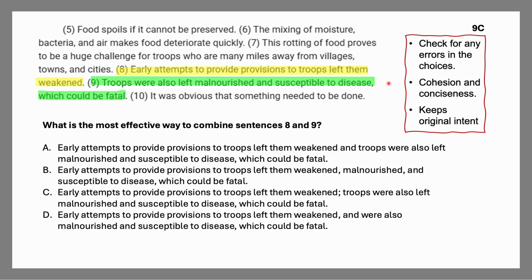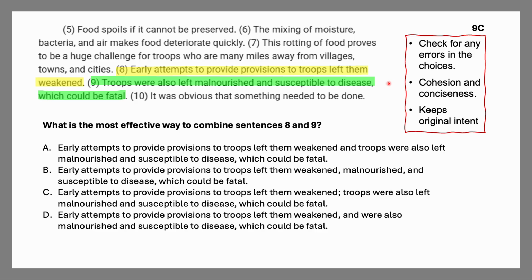So just some tips before you go and look at your answer choice. Check for any errors in the choices, because sometimes that'll help you combine them because you're having to fix that error. Look for cohesion and conciseness. So do you see any repetition that needs to be remedied? Is it confusing at all that you need to make clear? And then make sure that you keep the original intent. So go ahead. I want you to take a moment, hit pause if you need to, and then choose your answer and then come back and you'll see if you got it right.